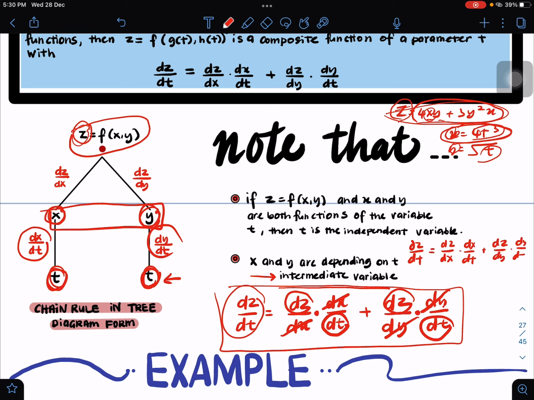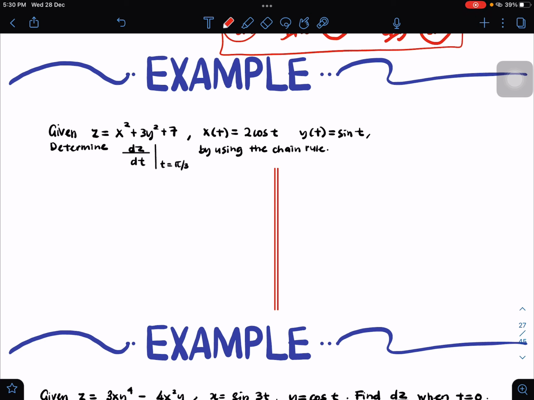Let's see an example here. Given a function z equal to x squared plus 3y squared plus 7, the function of z here can only be differentiated with respect to either x or y by using a partial derivative. And given to you, x is in terms of t, which is 2 cos t, and y is also in terms of t, which is sin t.